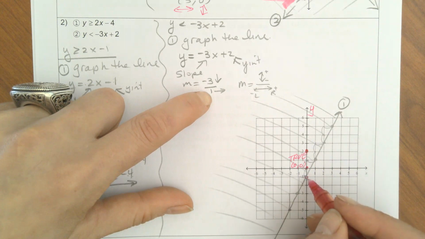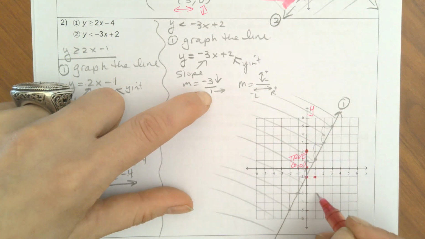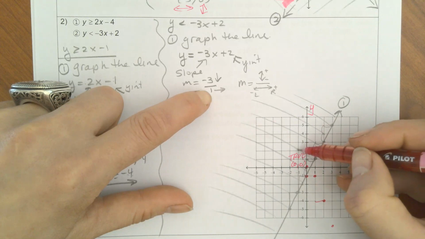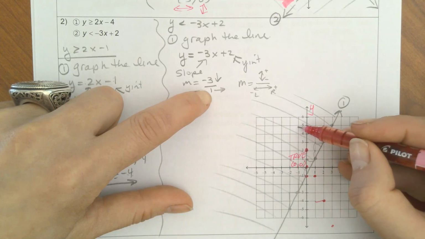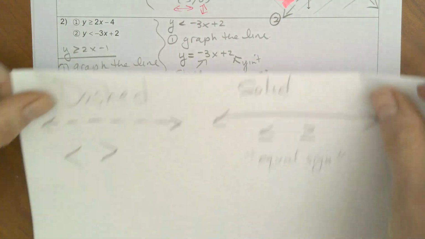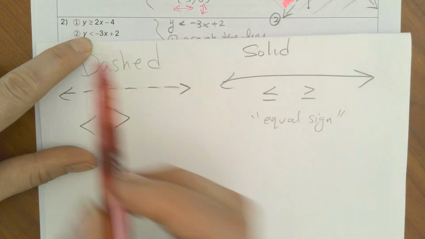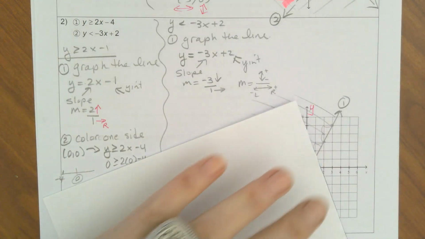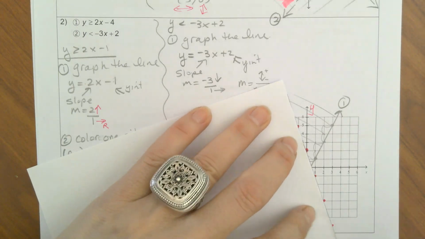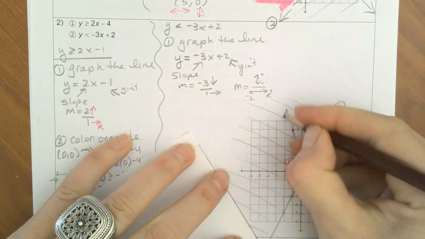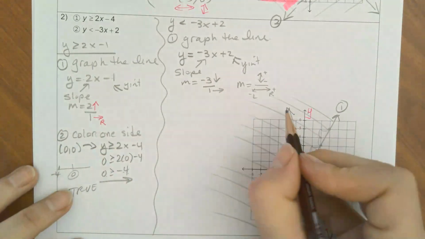1, 2, 3, 1. Let's do 1 there. Okay, so join the dots. Wait, is it dashed or solid? Here, there's no equal sign, so it's going to be a dashed line. Okay, so this is dashed. That's a dashed line, so that's my line number 2.